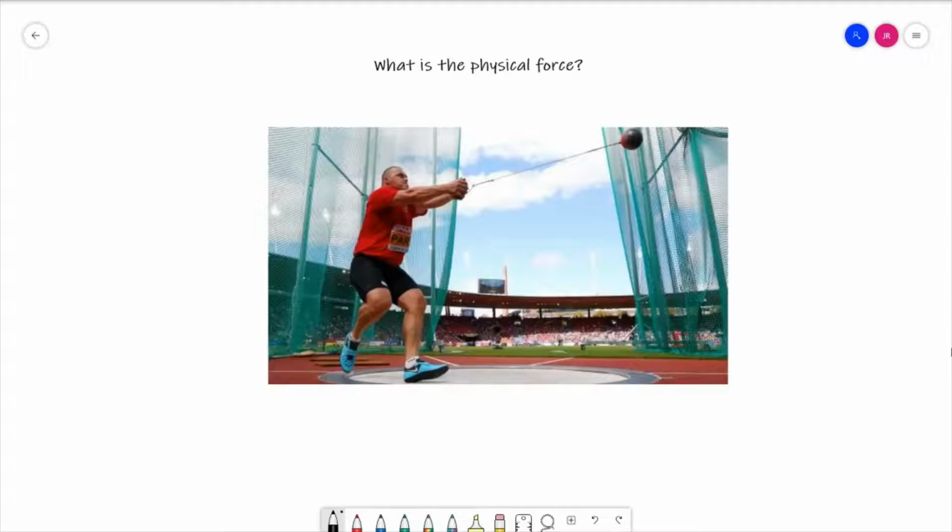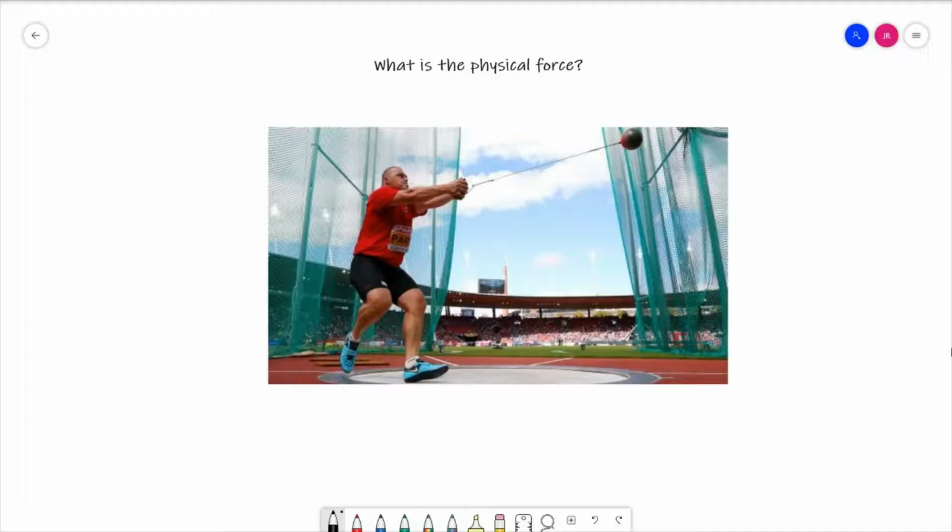Next one then, we can have a look at a hammer thrower, hammer of course being an Olympic sport. The ball on the end of the hammer is obviously very heavy, and the whole idea is that the athlete will spin it around as quick as they can, release it at a certain point in order to project that hammer as far as possible.